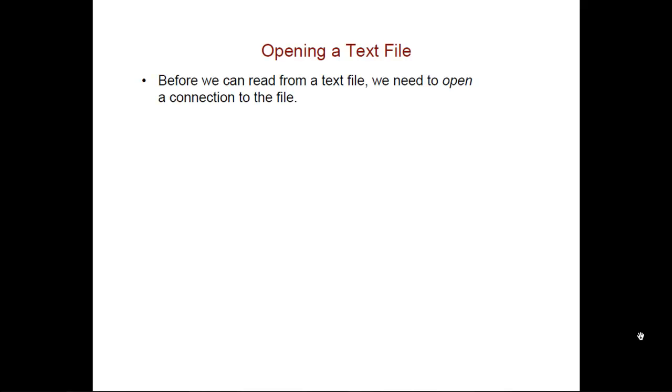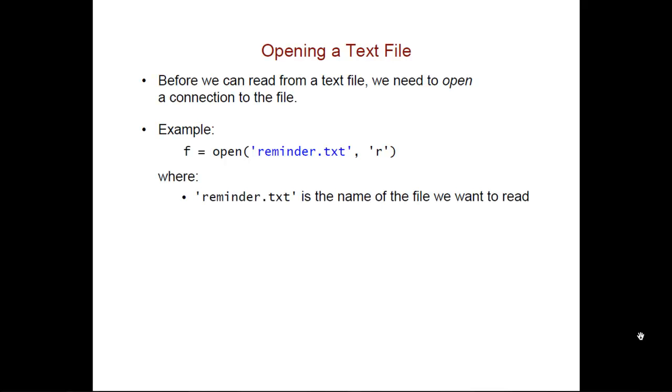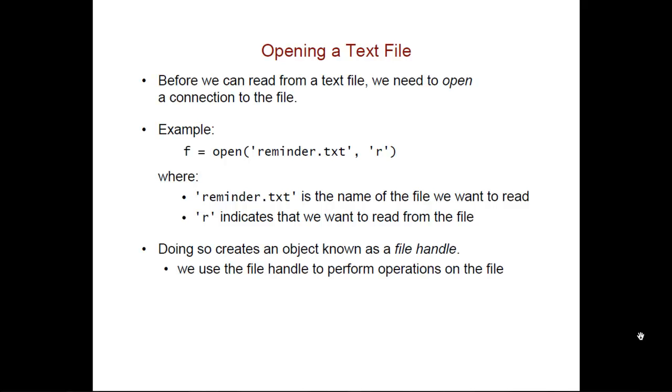In order to read from a text file, we have to start by opening a connection to it, and we do that using a function called open. The first input to open is the name of the file that we want to read from, and that's given as a string. And then the second input is the string R, which indicates that we want to read from the file as opposed to writing to it or something else. And what that open function gives me back is something known as a file handle. It's an object that I can use to perform operations on the file. And I'm storing that file handle, in this case, in a variable called f.